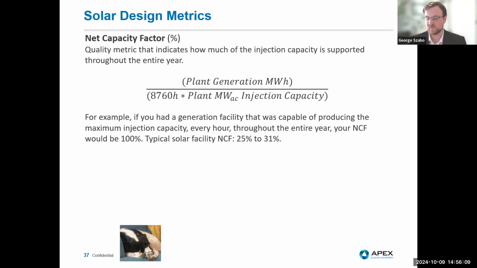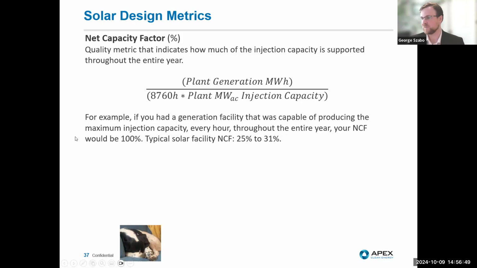Net capacity factor. Okay. This is used very often to describe the efficacy of a generating facility. So it's a quality metric that indicates how much of the injection capacity is supported throughout the year. We had that example earlier, but the equation's super easy. It's plant generation in megawatt hours over 8760 times the plant megawatt AC injection capacity. Again, that 8760 is just a conversion for a year into hours, because the plant generation that we have up here is in years.